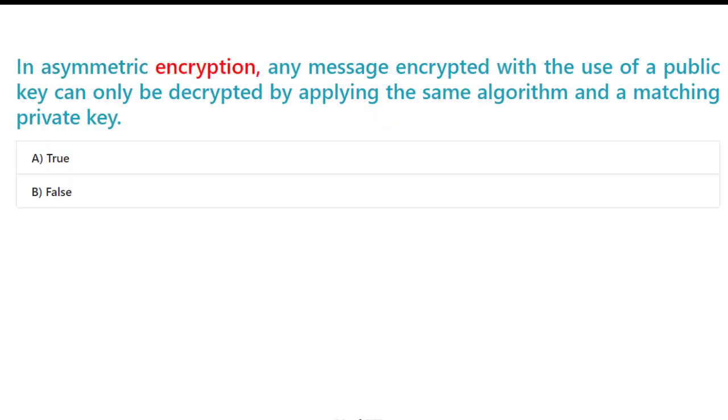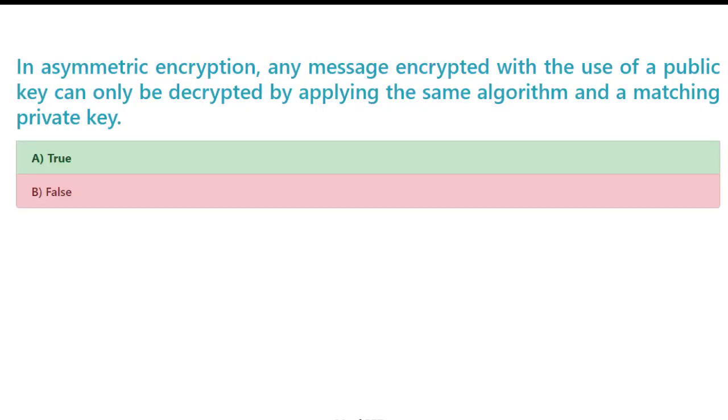In asymmetric encryption, any message encrypted with the use of a public key can only be decrypted by applying the same algorithm and a matching private key. A. True. B. False. The correct answer is A. True.